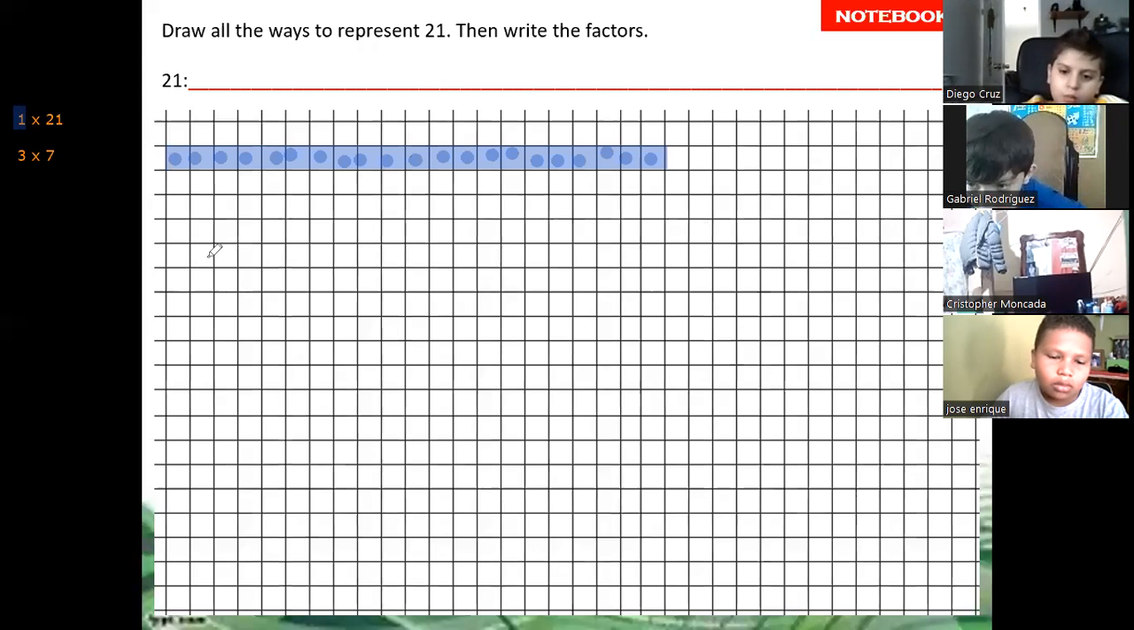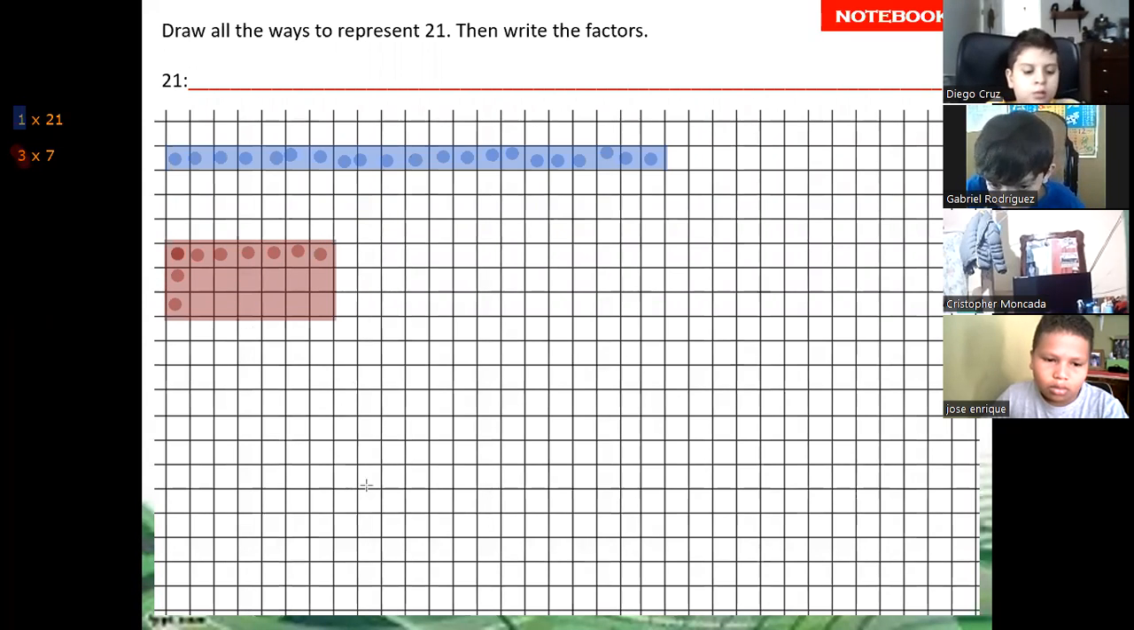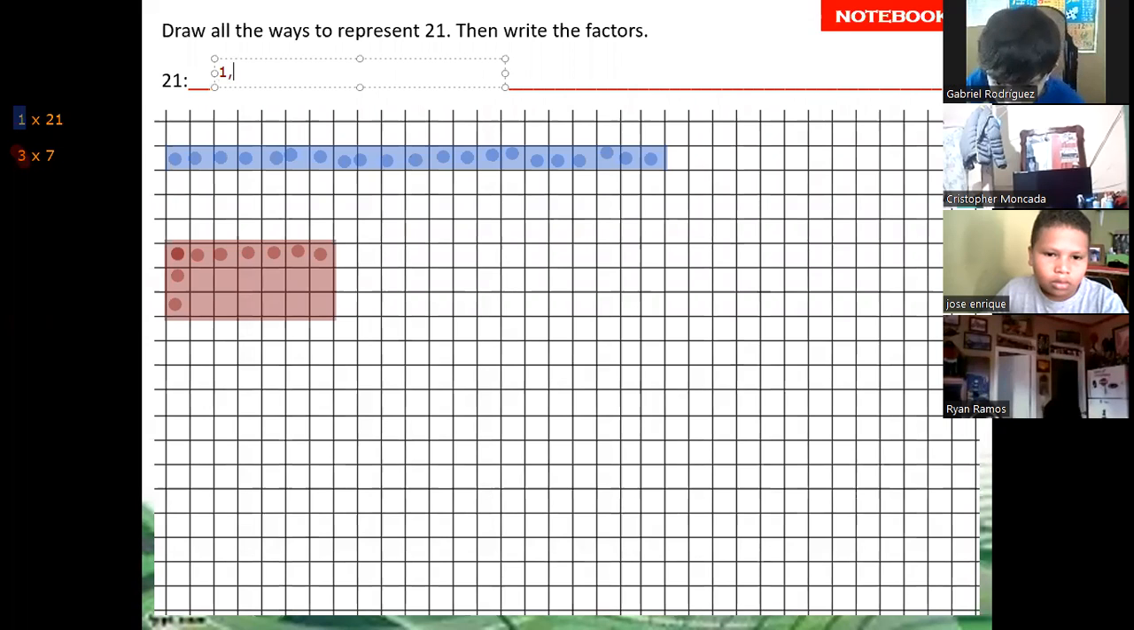The second one is 3 times 7. So I count 7: 1, 2, 3, 4, 5, 6, 7. And 3 rows: 1, 2, and 3. Now we have to write the factors from least to greatest. What is the least factor? 1, 3, 7, and 21. There we have it. It's very easy.